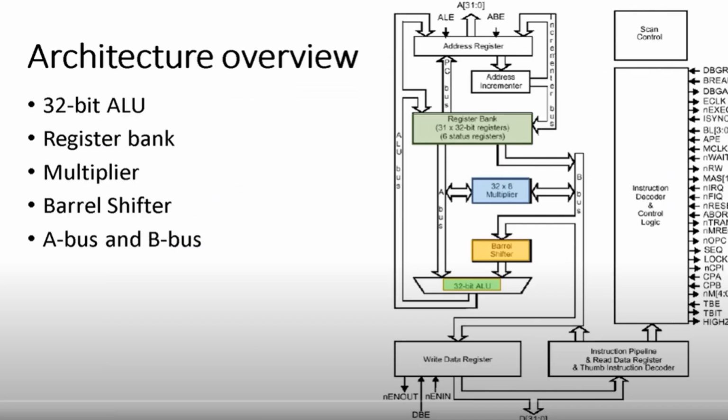So this is a complete architecture with the instruction decoder and control logic. I told you already, it is a 32-bit arithmetic logic unit, and it has a register bank, and a multiplier is there, and a parallel shifter is there, and A bus, B bus, operand A and operand B bus. These are the instruction decoder and the control logic.